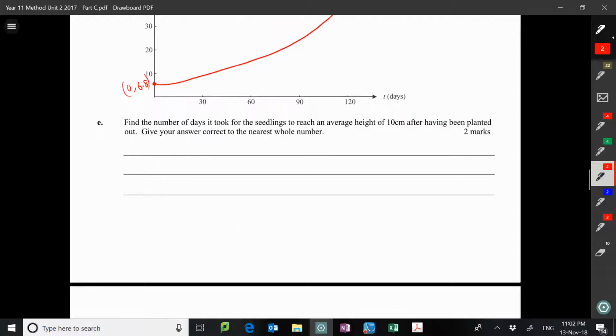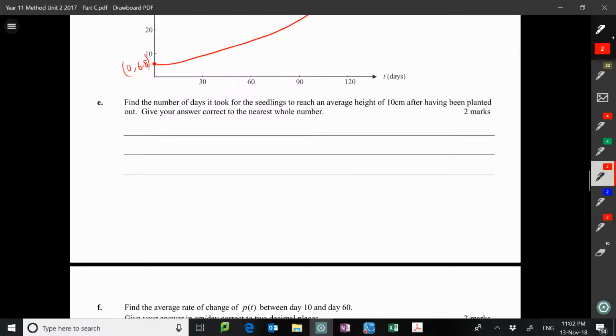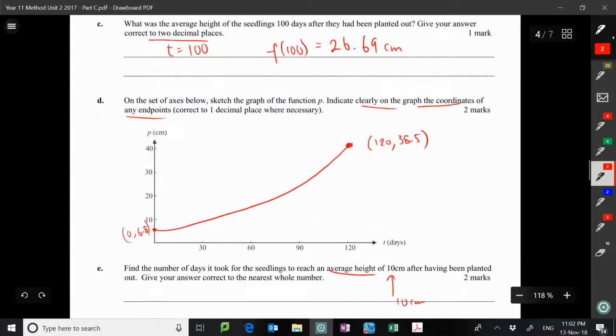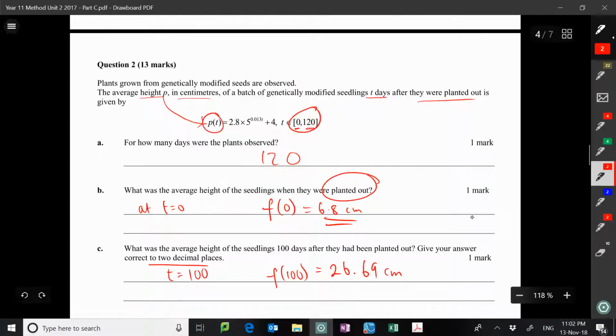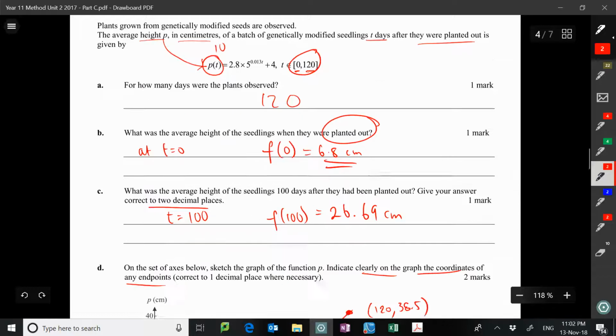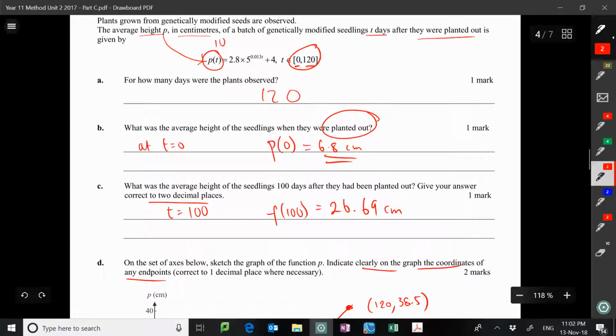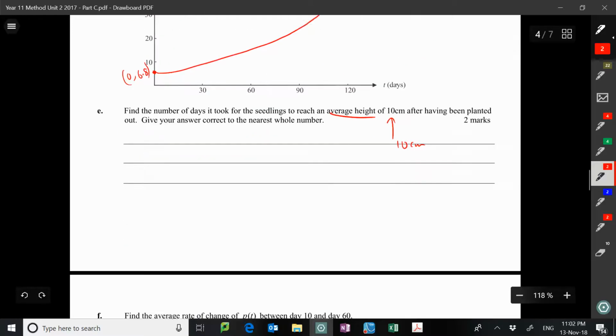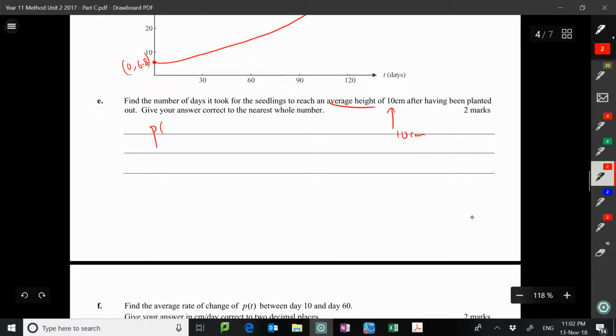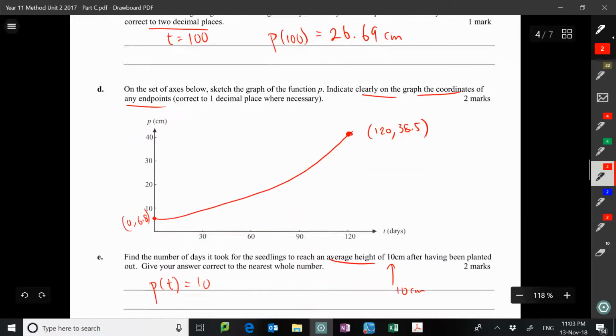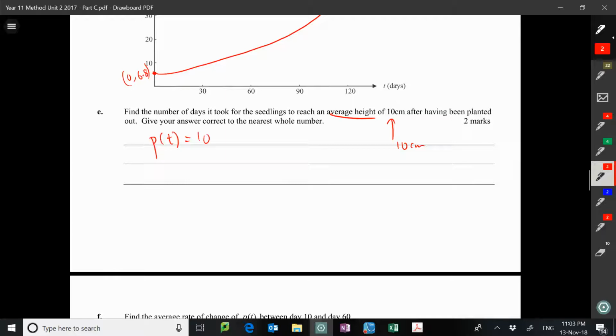Okay, now find the number of days it took for the seedlings to reach an average height of 10 centimeters. So now they're telling you, what if the height is 10 centimeters? Find the number of days. So really, in your equation, they're just telling you, what if this was 10? Actually, I just realized they used P, so all of this should have been P. P of 0, this should have been P of 100, and yeah, that should be all right. So they're really just saying P of T is equal to 10. Did I use X, by the way? No, I used T. Okay, cool. So P of T equals 10, and you want to find T, solve for T.